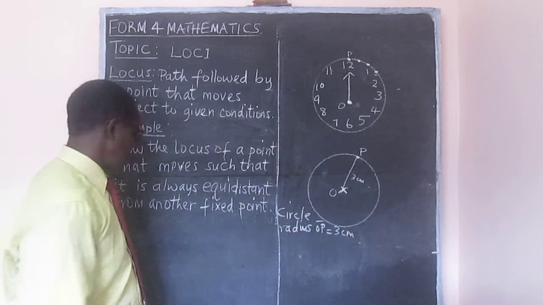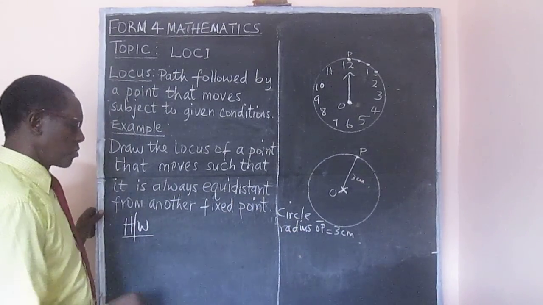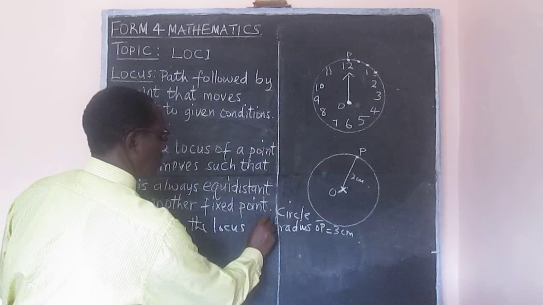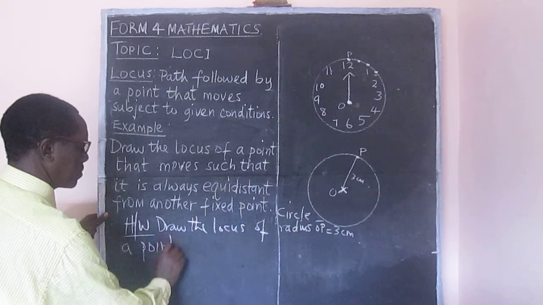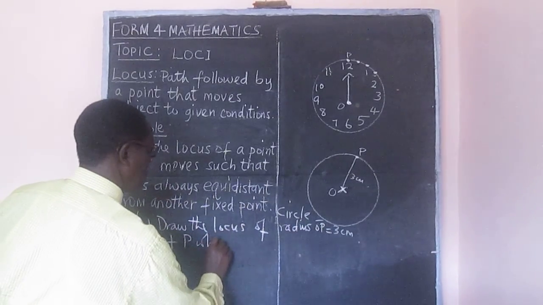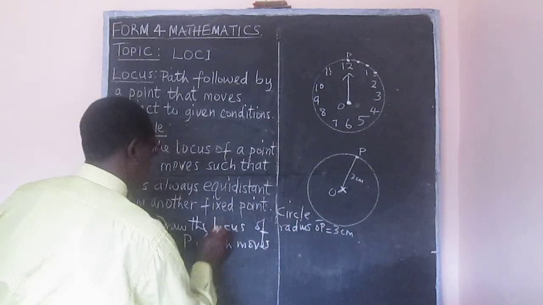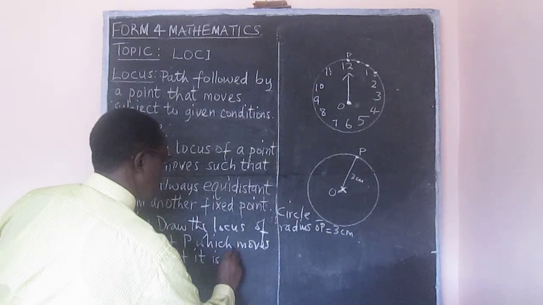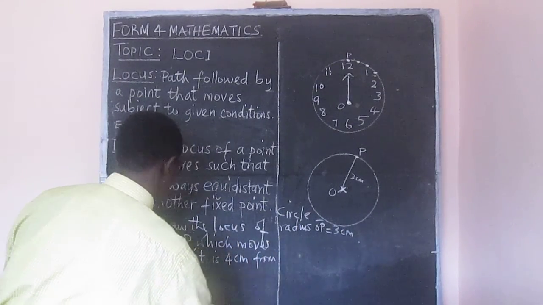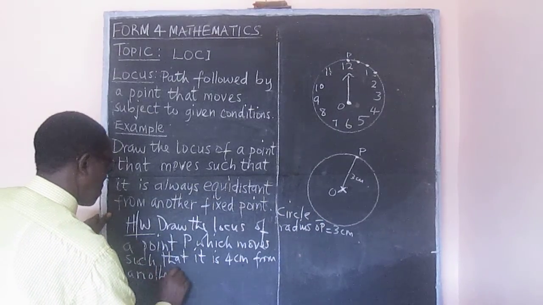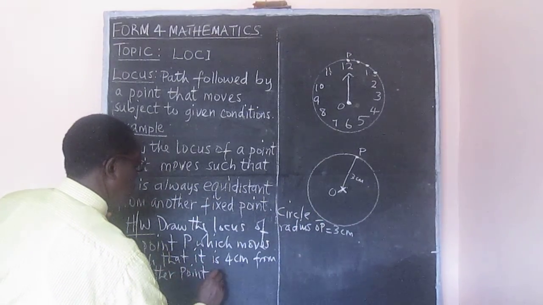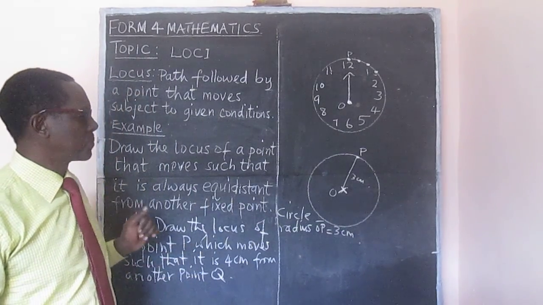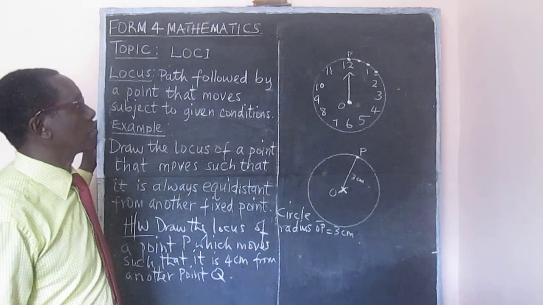For your homework, draw the locus of a point P which moves such that it is 4 centimeters from another point Q. Draw that at home and see whether you are able to get this one right.